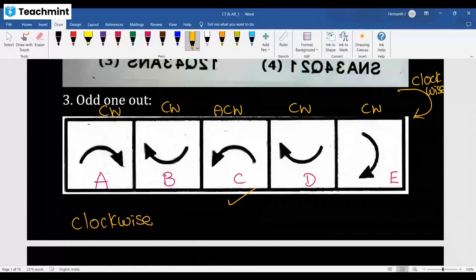Many people are giving E as the answer, saying, sir, all are horizontal and this is vertical. But actually this is the logic: clockwise and anti-clockwise direction. Right. So see the next one.